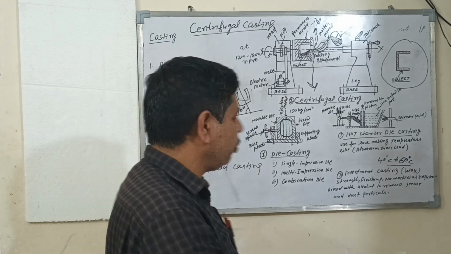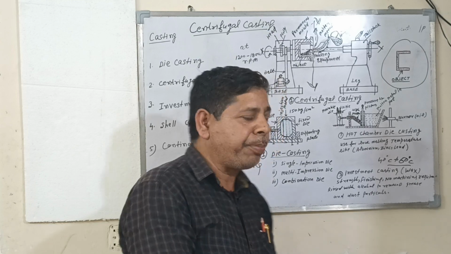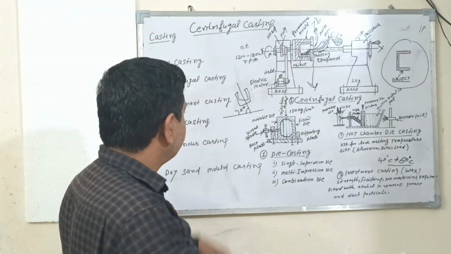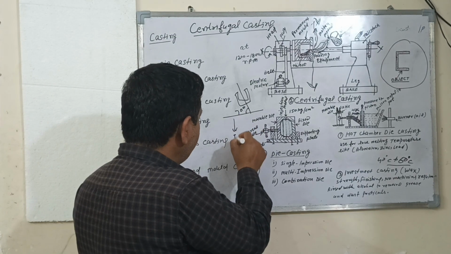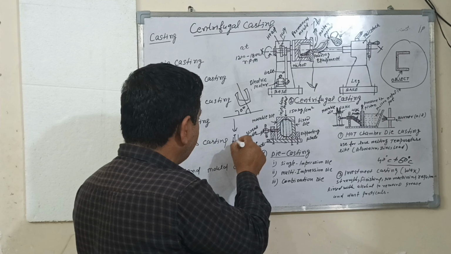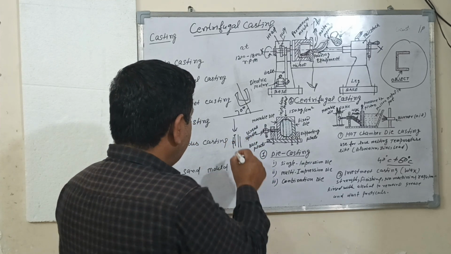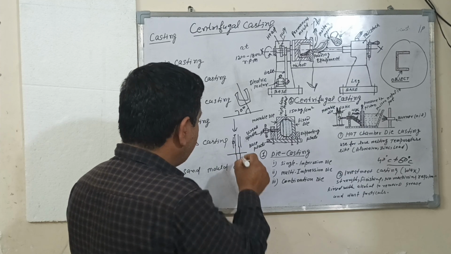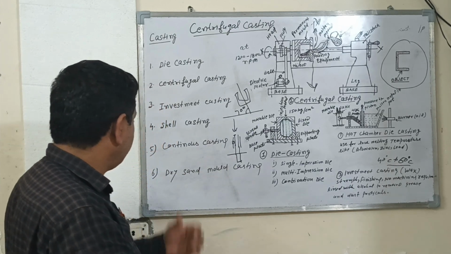Shell casting is used to make different types of elbows and pipes. Continuous casting: the metal flows from top to bottom. The water flows here to maintain the temperature, and after some time you cut the component according to the size. So this is continuous casting.